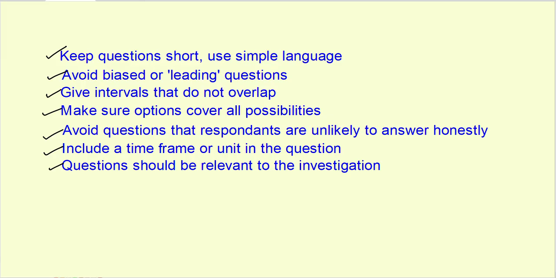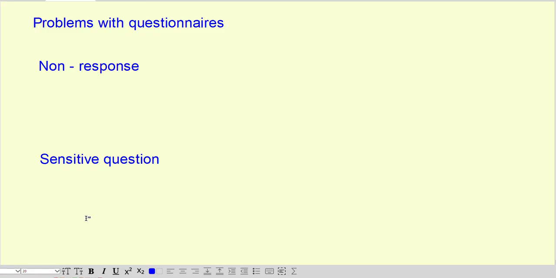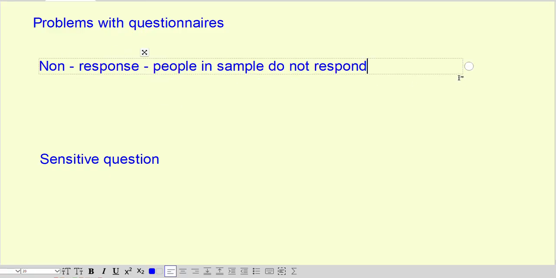Now, there's problems with questionnaires though, okay? And problems that we need to kind of avoid. And these are the two main ones. The first one being non-response and the second one being a sensitive question. So non-response is simply when the people in the sample do not respond. This could be due to people not wanting to answer or not understanding the question, okay? So there's different things that you can do to try and encourage respondents.